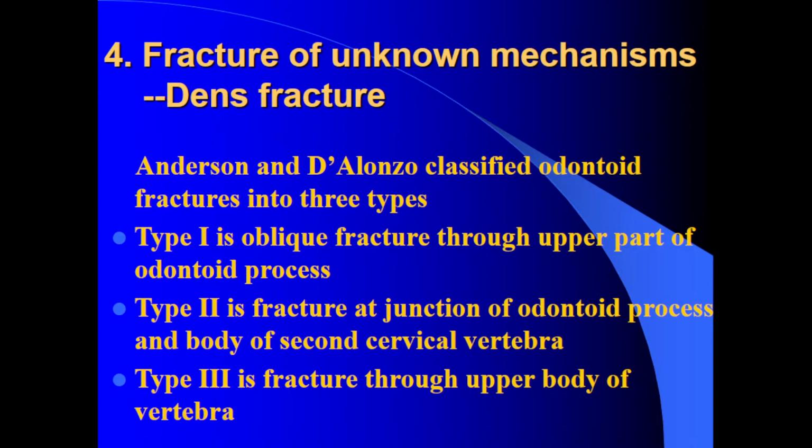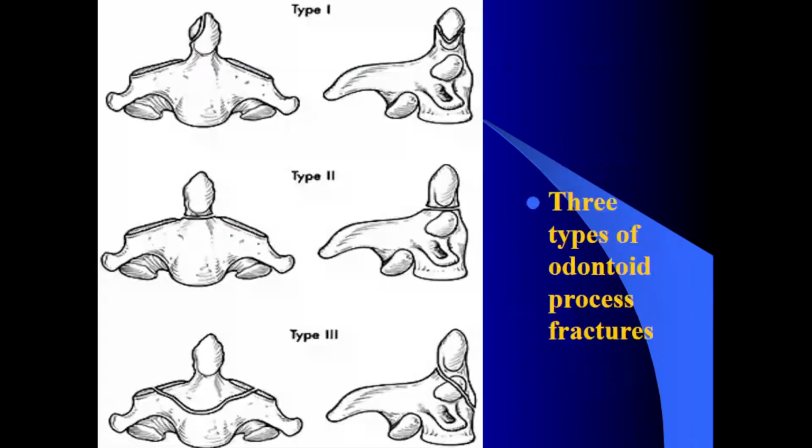Another classification, which is very useful as for me, is the so-called Anderson-D'Alonzo classification. It is a classification of odontoid process fractures, where we have three types of injuries. Type 1 is a partial fracture of the odontoid process, as you can see here in the picture. Type 2 is a complete fracture of the odontoid process. And type 3 is a fracture of the odontoid process together with part of the body.